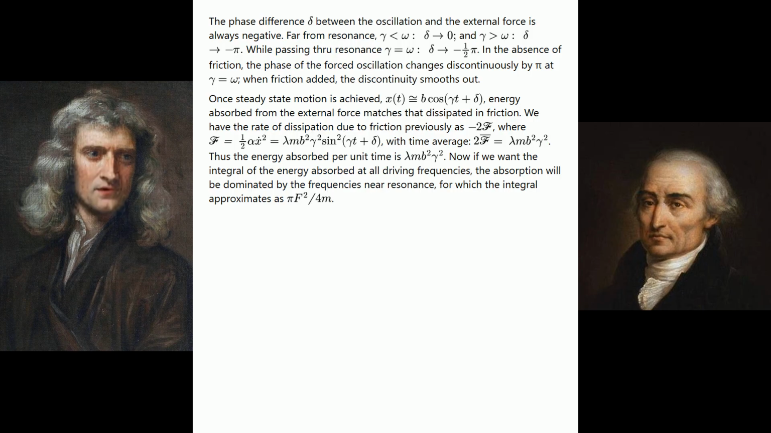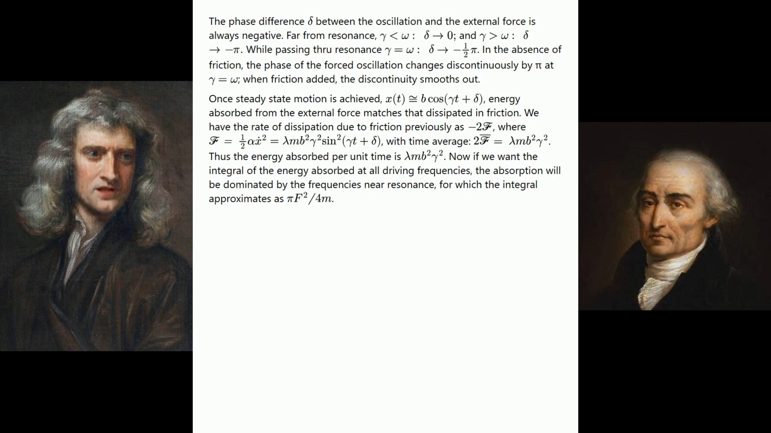The phase difference delta between the oscillation and the external force is always negative. Far from resonance, for gamma less than omega, delta is approximately 0, and for gamma greater than omega, delta is approximately minus pi, while passing through resonance, gamma equals omega, delta is minus 1/2 pi. In the absence of friction, the phase of the forced oscillation changes discontinuously by pi at gamma equals omega. When friction is added, the discontinuity smooths out.